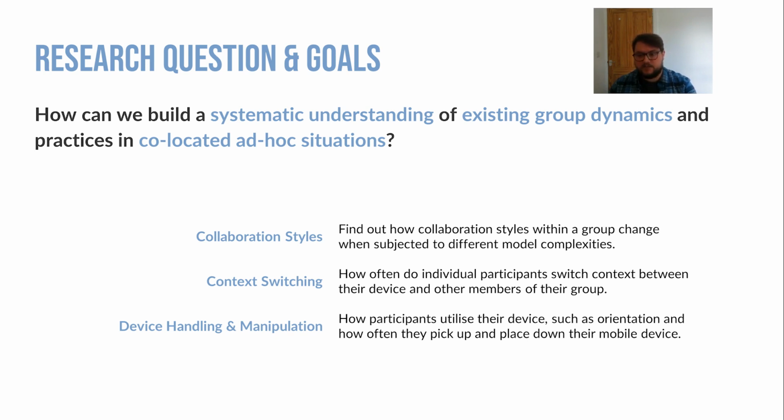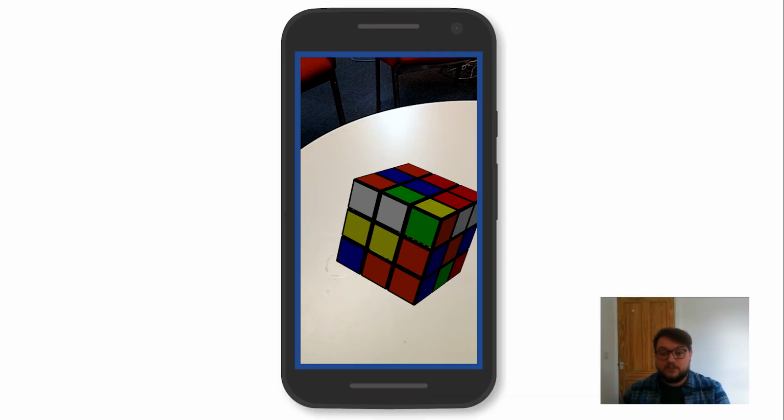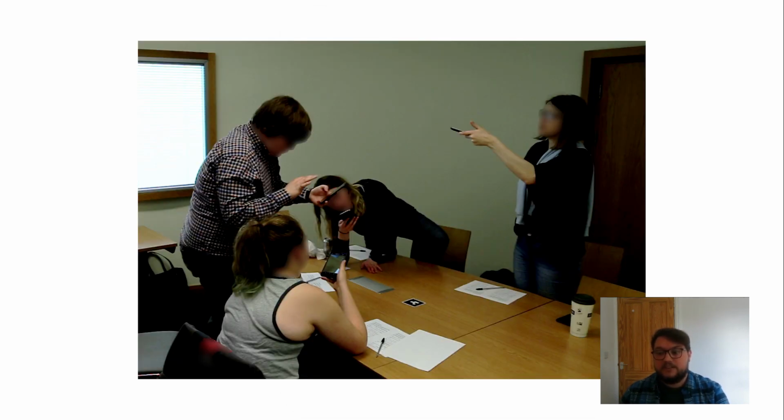We aimed to answer this question by codifying collaborative practices into three sets of group dynamics: collaboration styles, context switching, and device handling and manipulation. To do this, we designed a simple mobile AR interface, and then conducted an observational study to provide insights on how groups of 4 people collaborate using this interface.